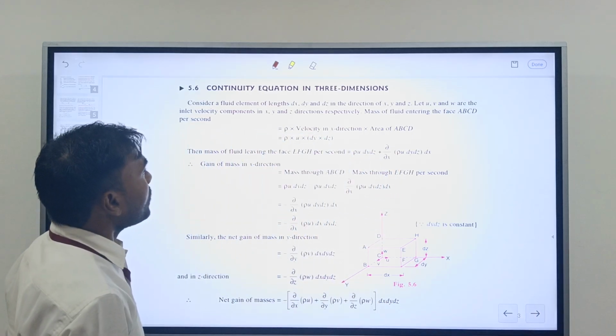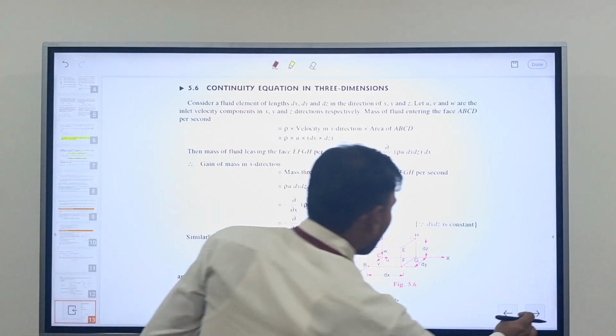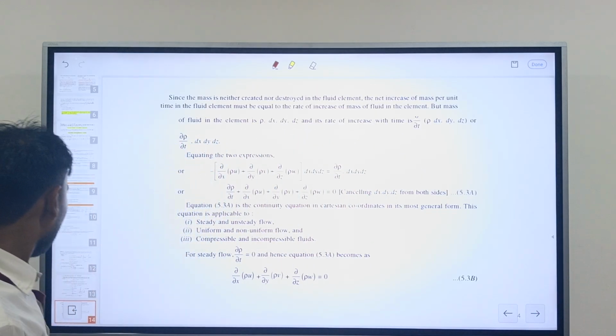This is the continuity equation in 3 dimension. This is the derivation.